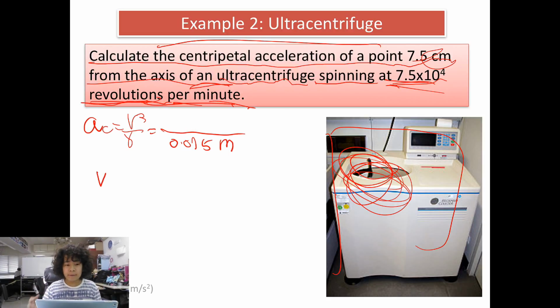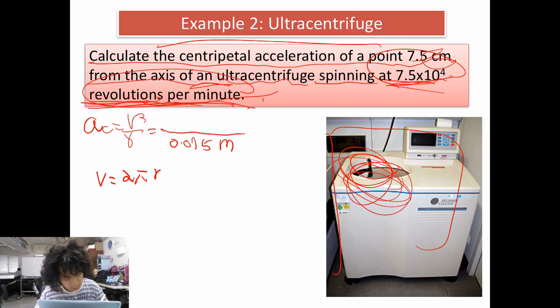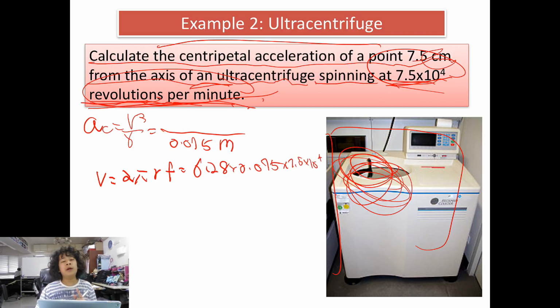Now first you can see something. You can see that this is like a frequency, right? And the velocity equals 2 pi r times frequency, which equals 6.28 times 0.075 times 7.5 times 10 to the 4th power. But remember, we use RPS, revolutions per second, so we have to divide it by 60.